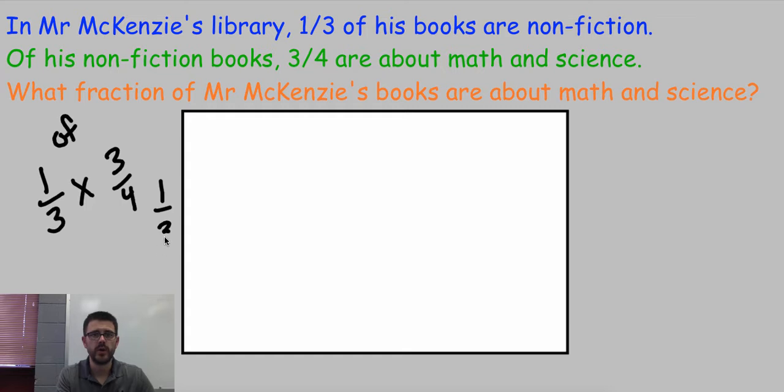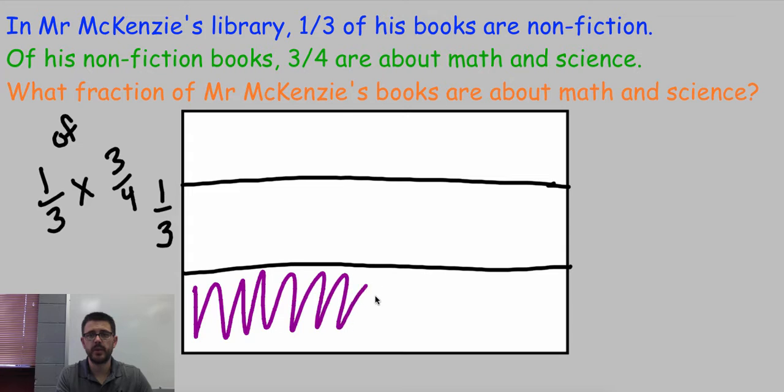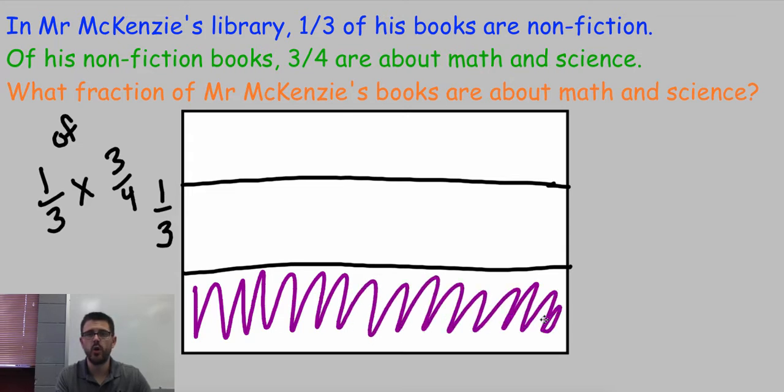So I'm going to put my 1/3 out to the side, meaning I'm going to break it up into 3 parts. And I just want one of them. So picture this is my big bookcase at home. This whole bottom row, 1/3, are my nonfiction books. Now, of this part of my library, 3/4 of them are about math and science. So I'm going to put my 3/4 down here, meaning I'm going to break it up into 4 equal parts. That's a really good line. That means my next one's going to be terrible.